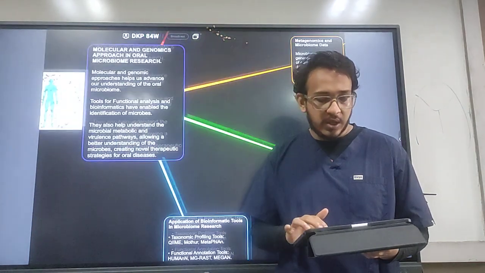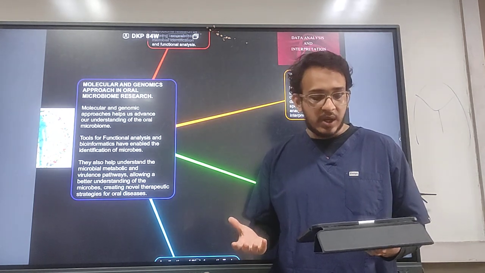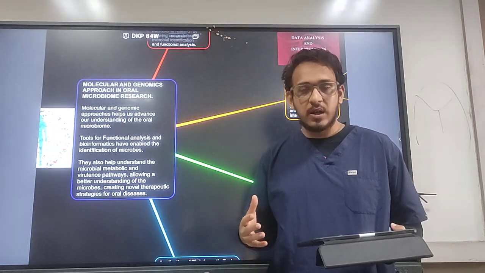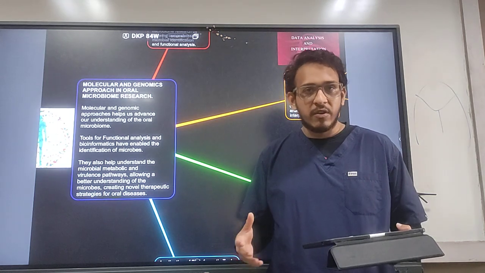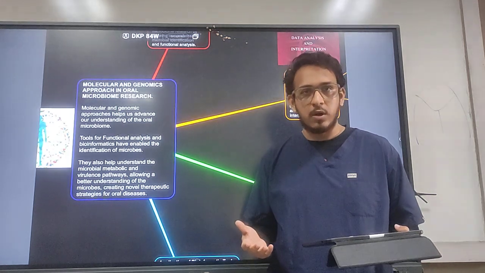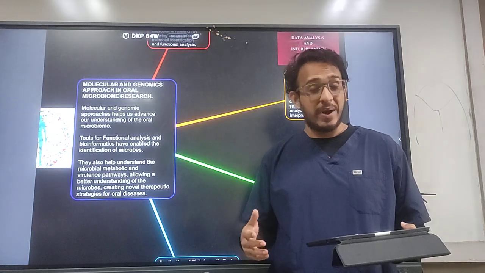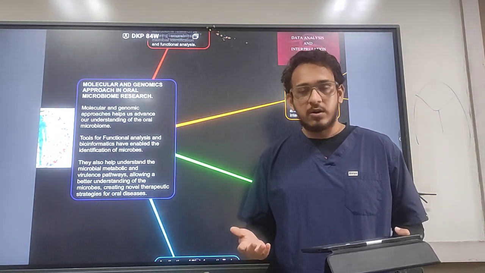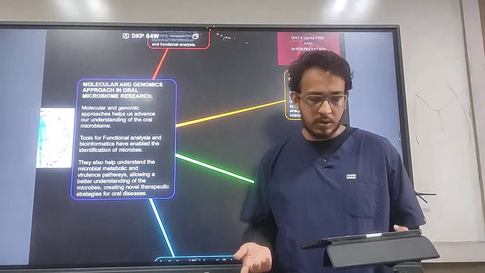So the conclusion here is that the molecular and genomic approaches are very important for understanding how the bacteria exist, and to understand the virulence pathways and the metabolic pathways of the bacteria, to better understand and give a proper treatment in case of infections and diseases that occur due to the oral microbiome.